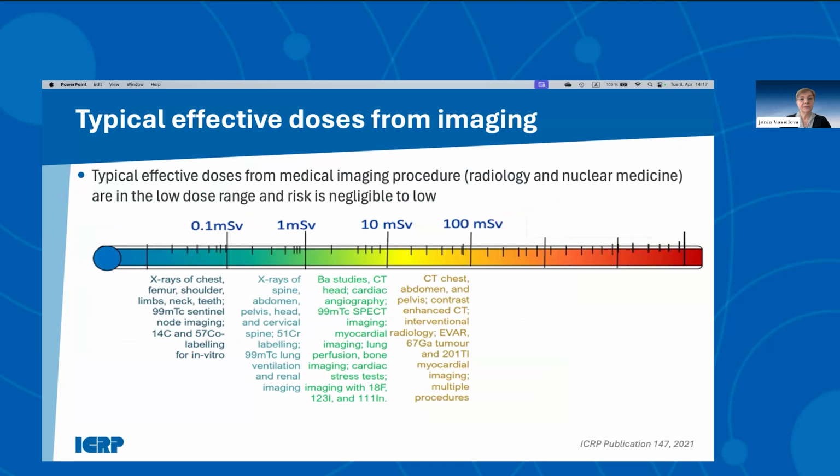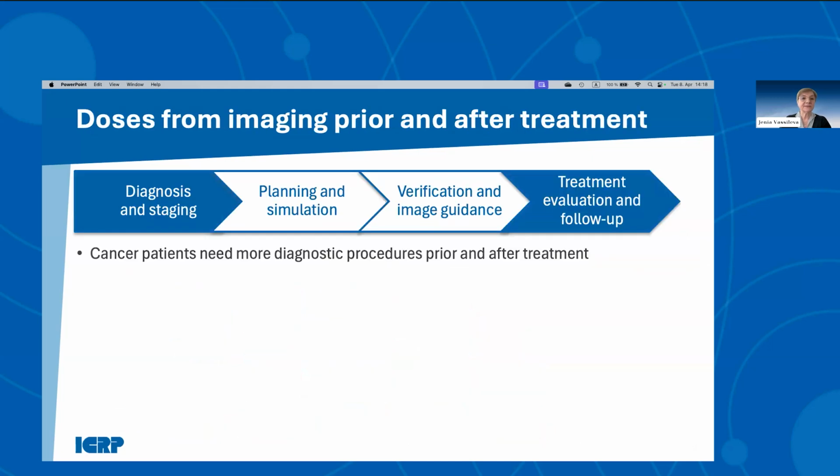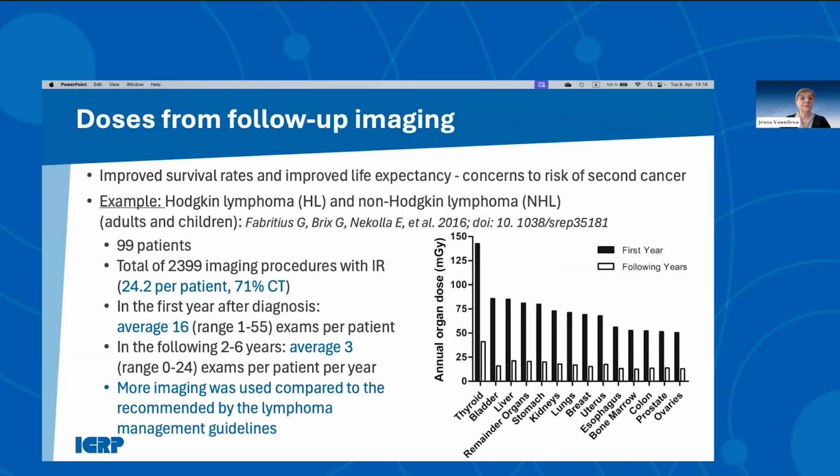We know from various publications that typical effective doses from medical imaging procedures are in the low dose range. And risk is negligible to low, but if the patient accumulates more procedures, the effective doses and organ doses can go up to 100 and more, and the risk increases with this. And cancer patients need more diagnostic procedures prior to and after treatment, and there are recent studies demonstrating that oncology patients are among those who more often received above 100 millisieverts.